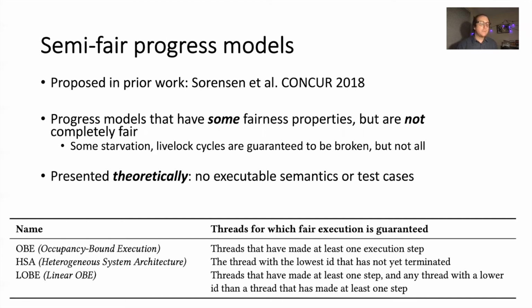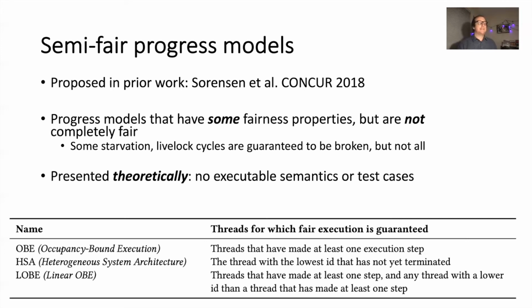They propose 3 progress models. One is called OBE, or occupancy-bound execution. That means that once a thread starts executing, it's going to continue to be fairly executed. That is, it will never be unfairly preempted. Another progress model they have is called HSA, or heterogeneous system architecture. This is named after a GPU framework. And what this says is that the thread with the lowest ID will continue to be fairly scheduled, but threads with higher IDs may not be fairly scheduled.